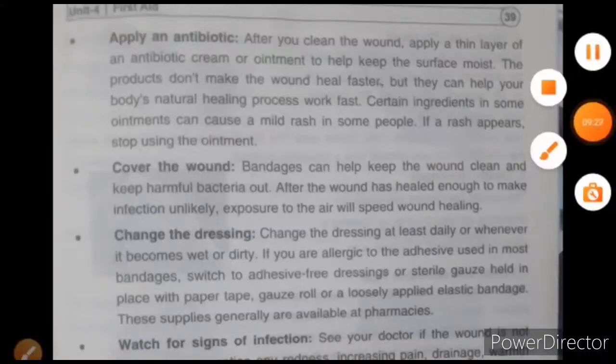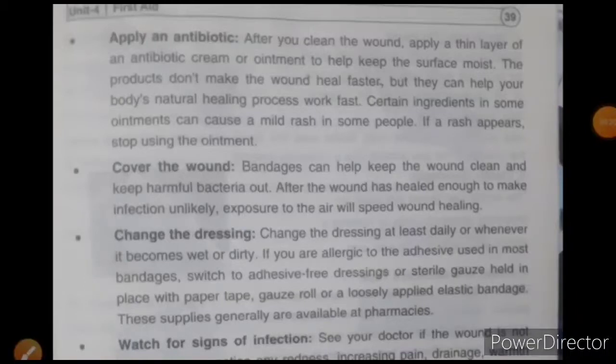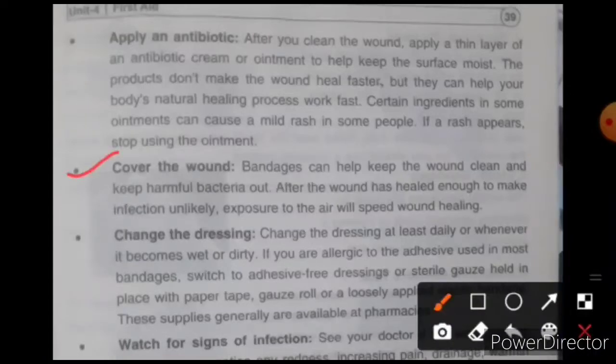Okay. Now we have covered the wound. After cleaning it properly and applying the antibiotic, the next step is that you are supposed to cover the wound so that it doesn't get any more of the dirt particles and all that, in order to keep it safe from bacteria. So bandages can help keep the wound clean and keep harmful bacteria out.